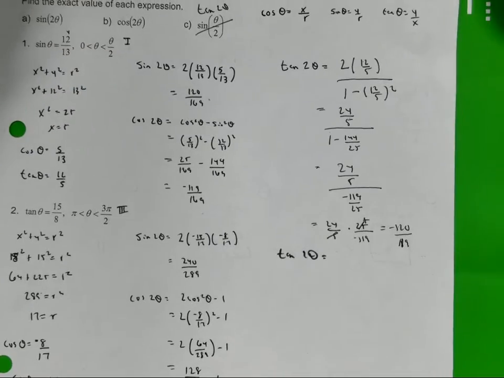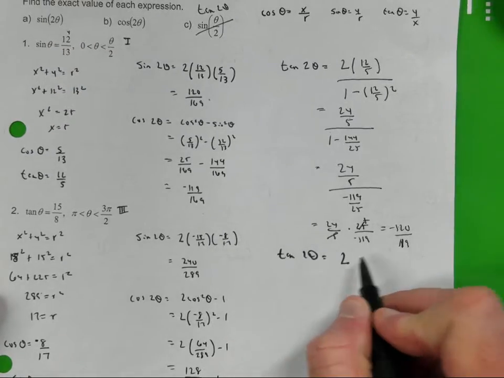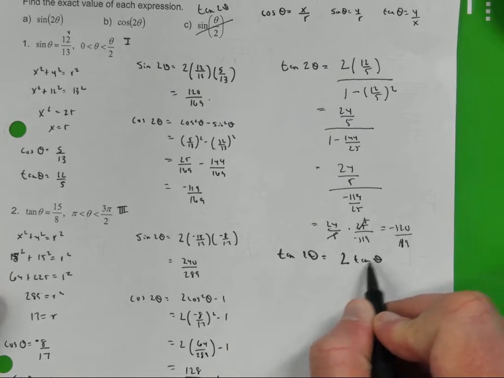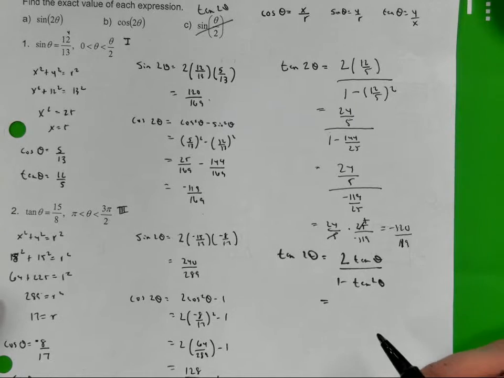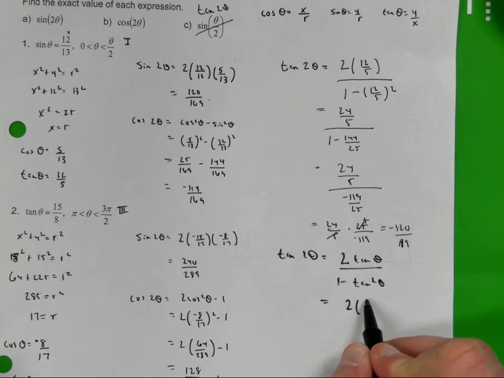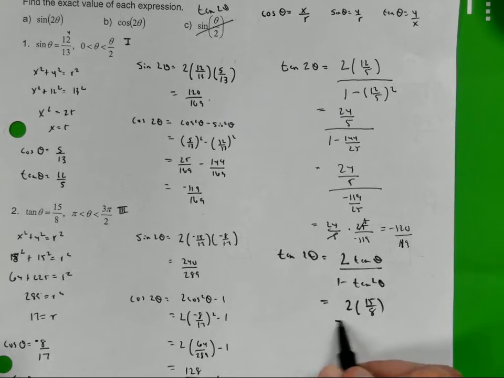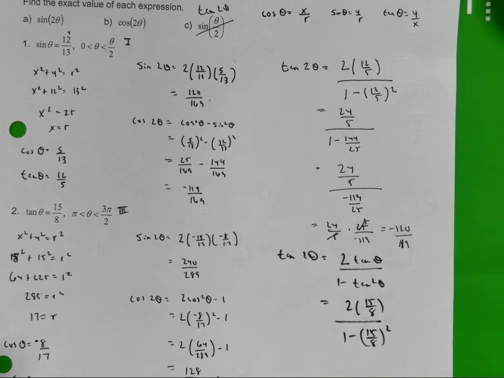All right. So that's 2 times tangent of theta over 1 minus the tangent squared of theta. So 2 times 15 over 8, over 1 minus 15 over 8 squared.